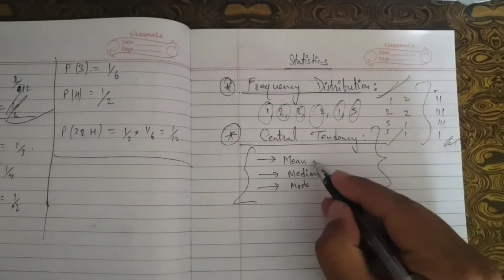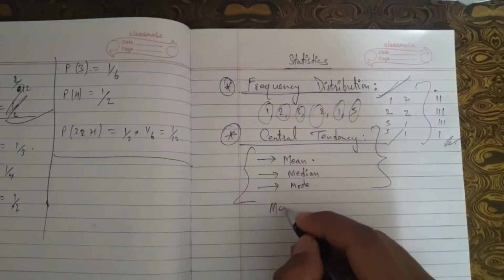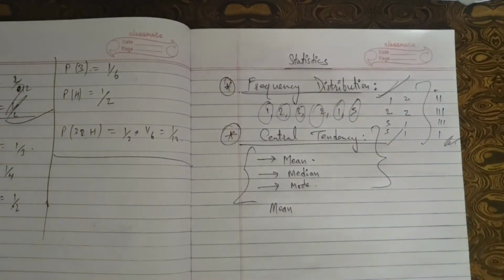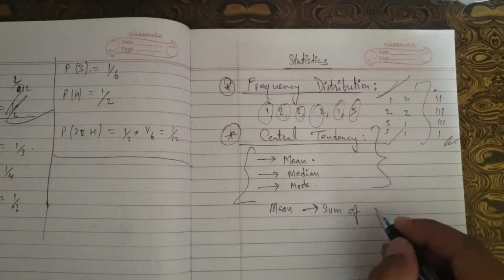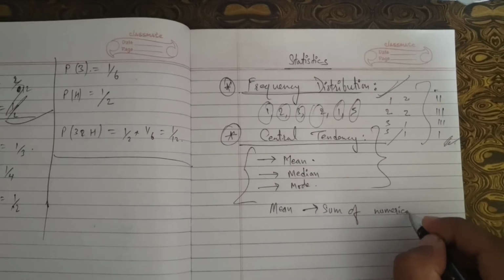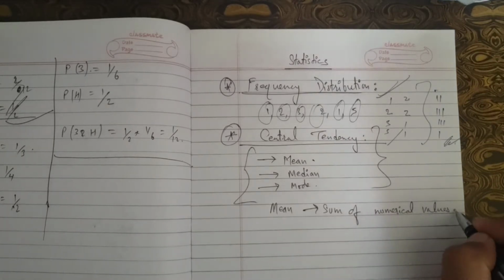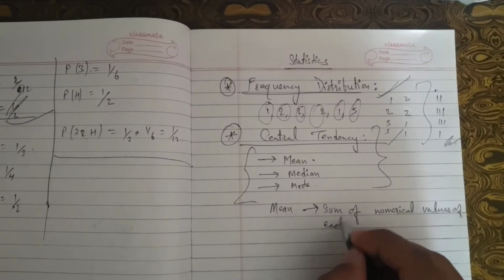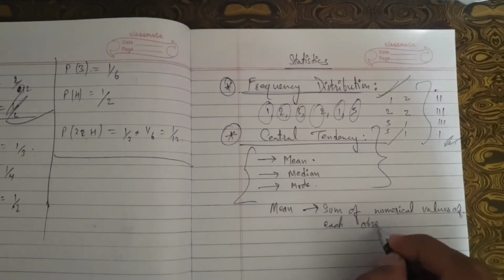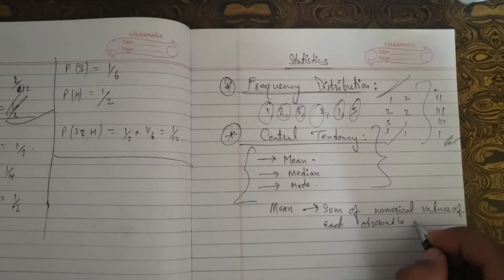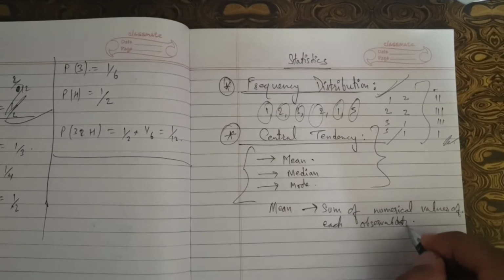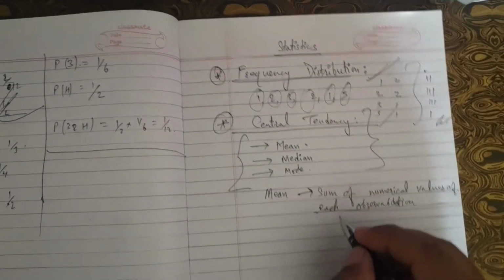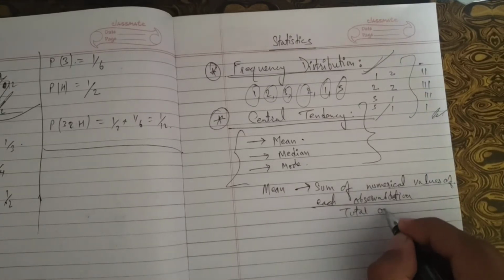Okay, so what does mean mean? So mean is the sum of numerical values of each observation, you can say. Okay, observation, and then you divide it by the total number of observations.